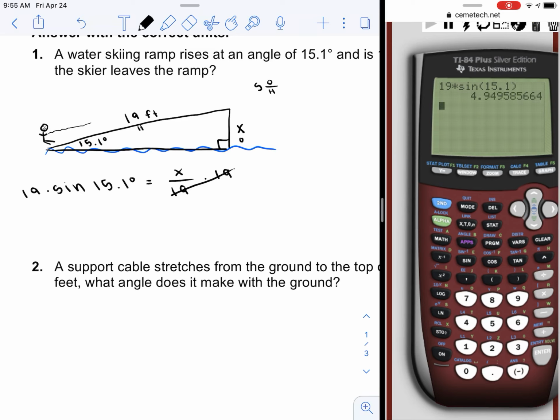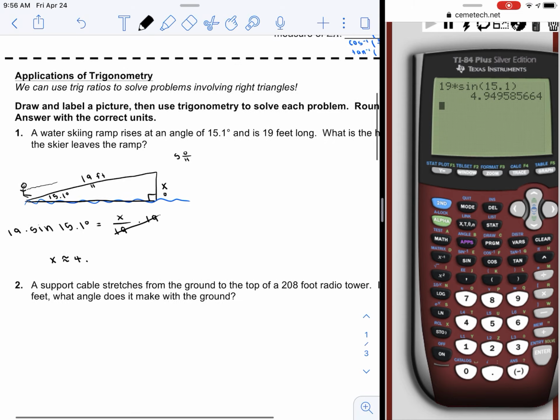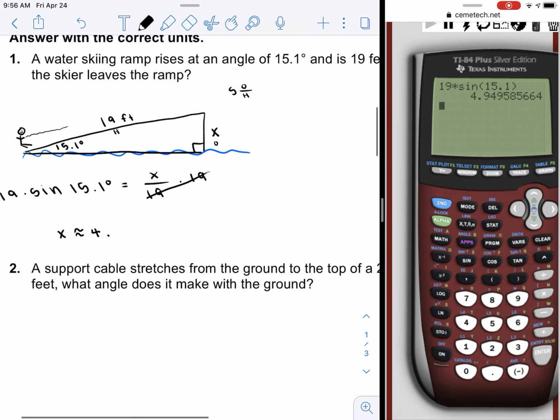Oopsies. And we are getting that x is approximately 4.9 feet, rounded to the nearest tenth.